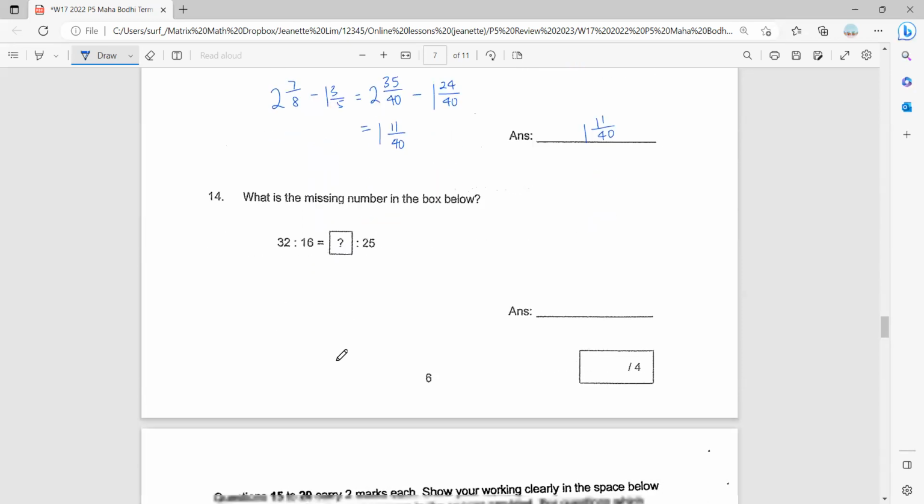The next one, ratio. What is the missing number in the box below? So if you have 32, 16, you want to simplify. Okay, let's say I divide by 8. Here I get 4, here I get 2. I divide by 2, I get 2 to 1. So if my second number is 25, what is the next one? So I multiply by 25, right? 2 times 25 is 50. So then the missing number is 50.